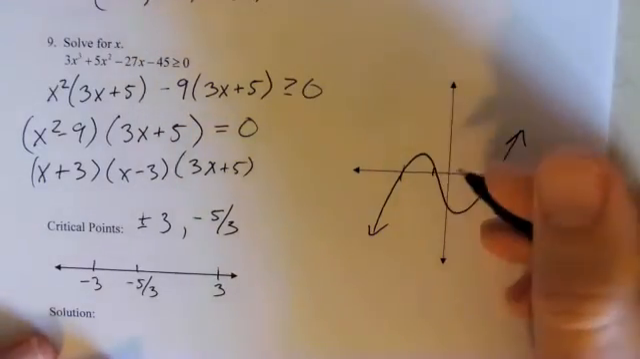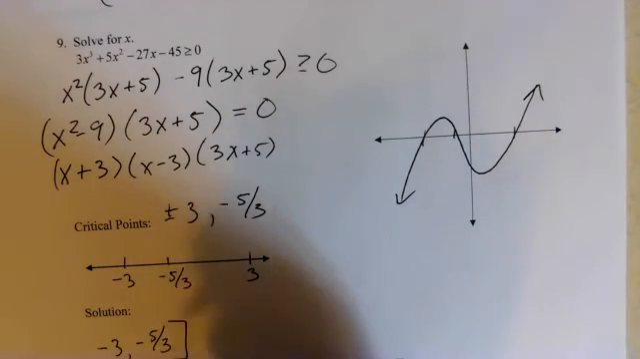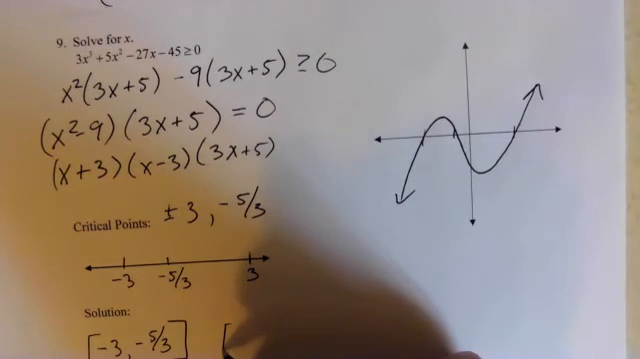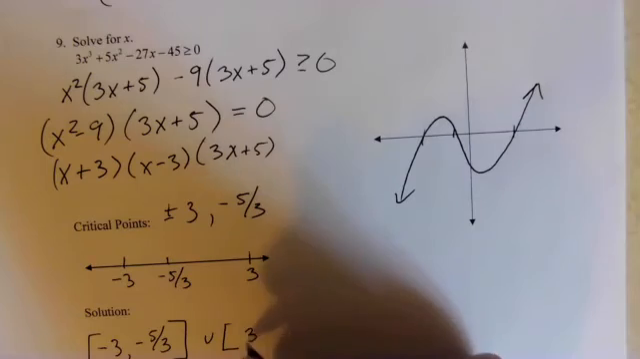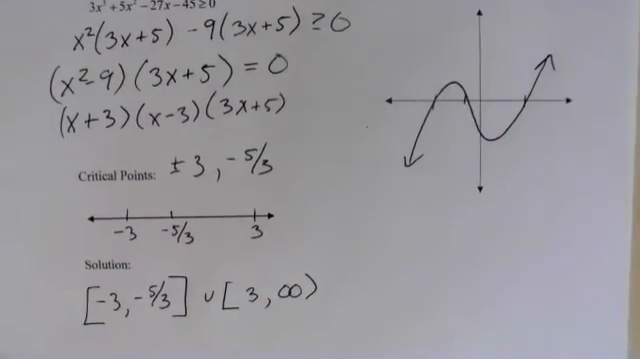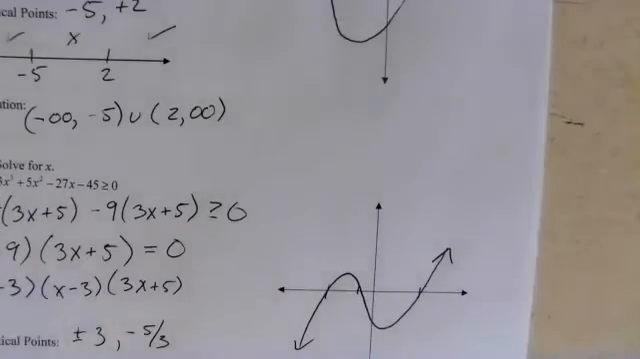So I can predict yes in this region from -3 to -5/3. Don't forget your square brackets because it is or equal to, and anything above 3. So union 3 comma, but a curly bracket at infinity because we're never equal to infinity. If you want to plug in numbers to check, be my guest, of course.